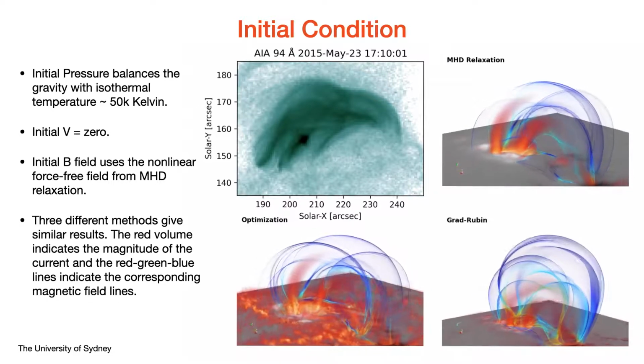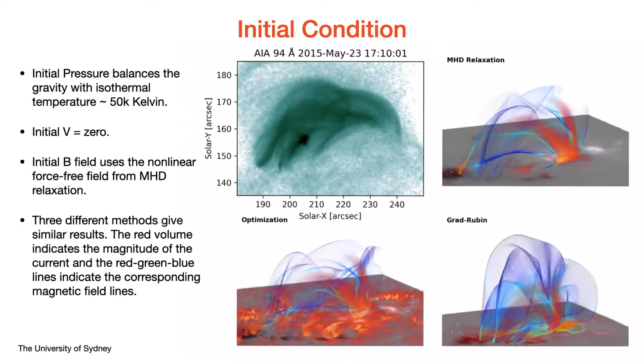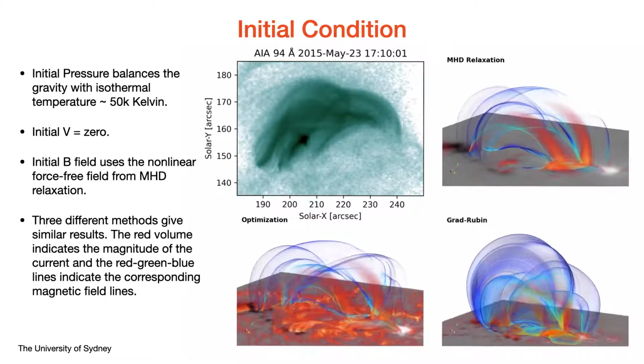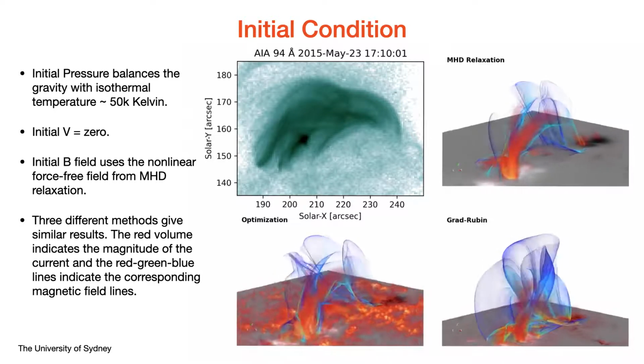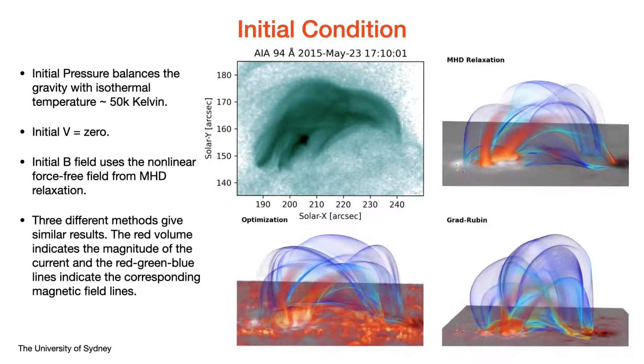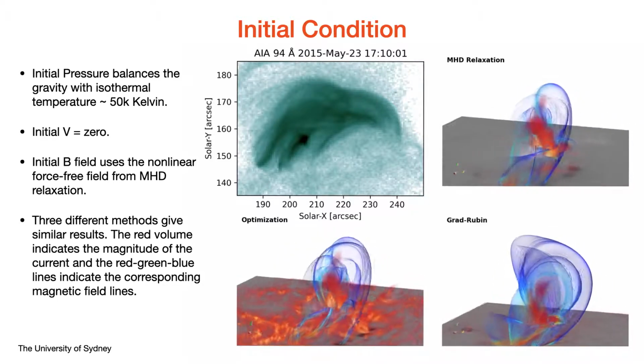We modeled the field eruption with a data-driven simulation, which is initialized by a nonlinear force-free field. Three different popular methods give similar results and are comparable to the observations. All of them give three flux ropes, and they are twisted with each other.